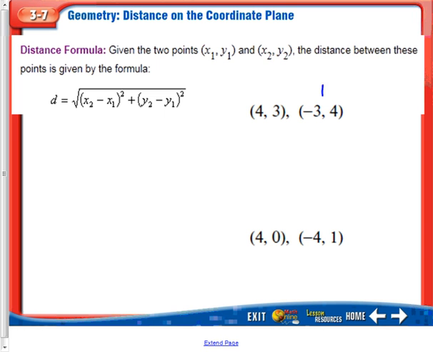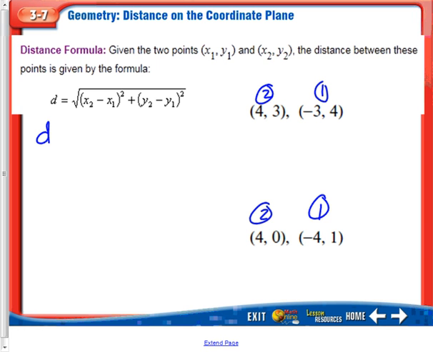So since this is -3, I'm going to say this is point 1 and this is point 2, because I know if I were to graph it, this one's to the left because it's a negative value. So same thing here, this would be point 1 for me. This would be point 2, but it really doesn't matter which way you go.